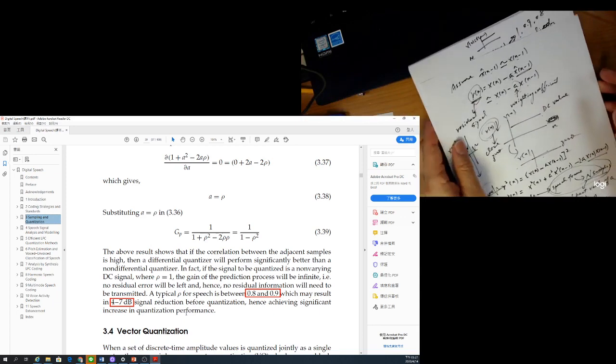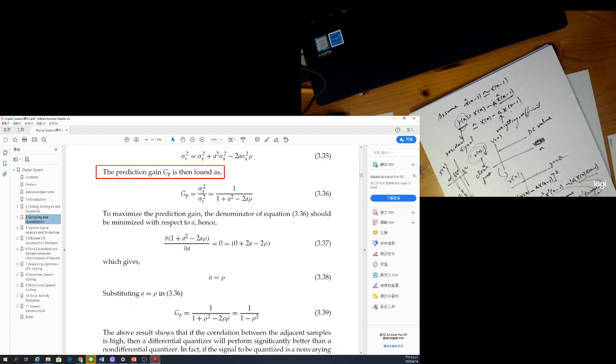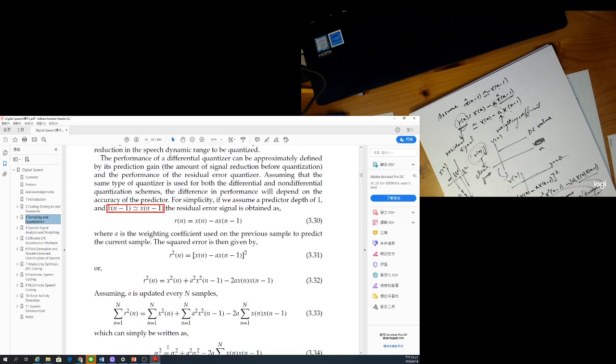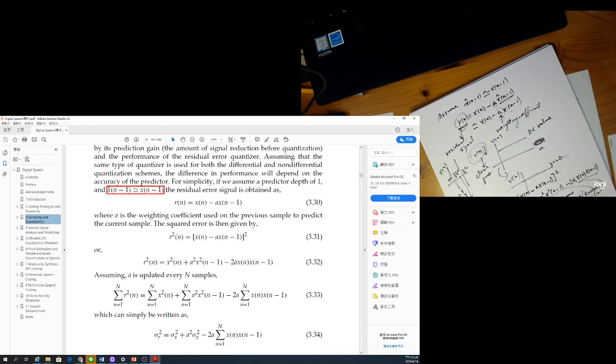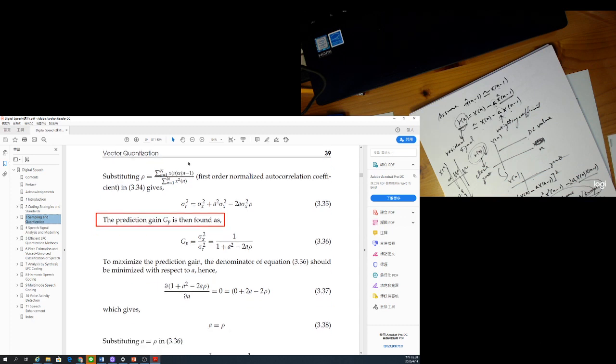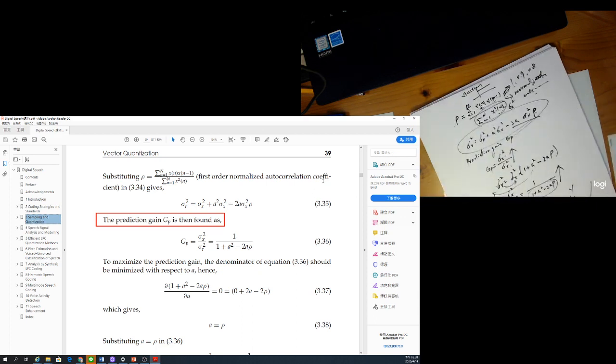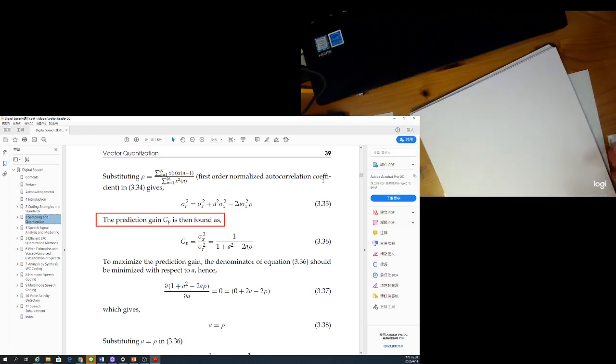This derivation tells you what happens if you do just one-order prediction, where the predictor depth is 1. So what is the best A according to this derivation? The best A is this one, the normalized autocorrelation coefficient, which does a good job.